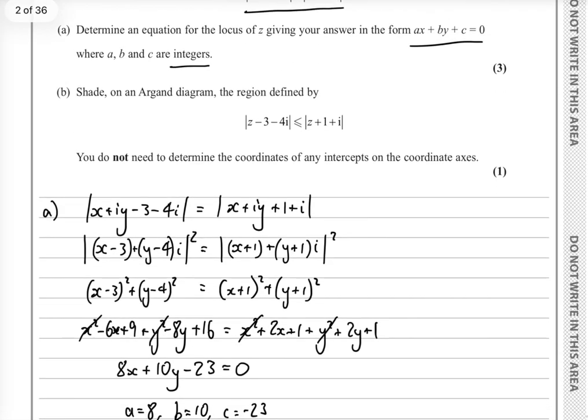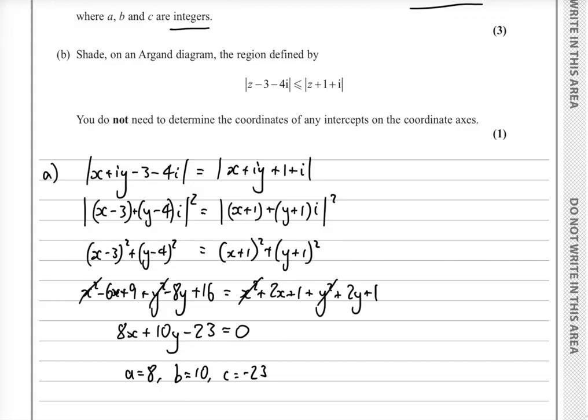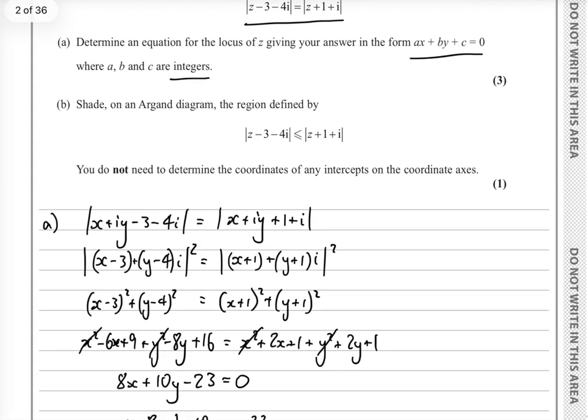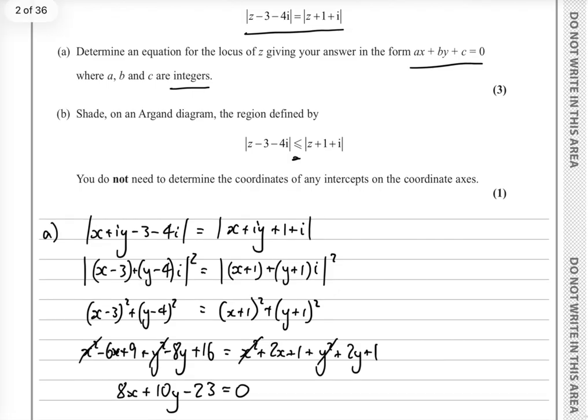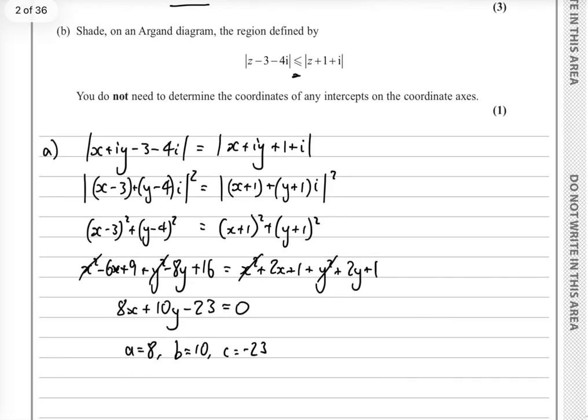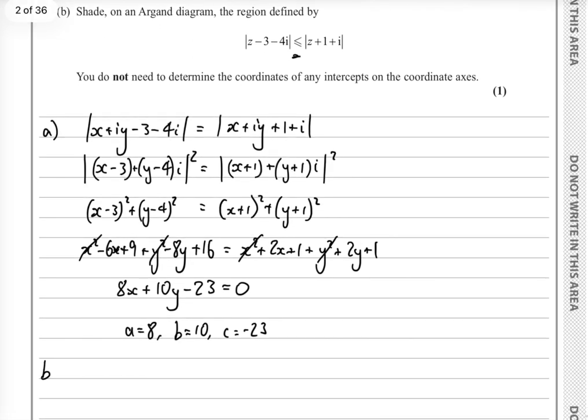Makes me feel confident. Part B, shade on an Argand diagram the region defined by this thing as less than or equal to this thing. Don't need to determine the coordinates of the intercepts, that's good. Oh, it's just 1 mark. Okay, we need to remember what this represents, and it represents the line equidistant from the 2 points given.